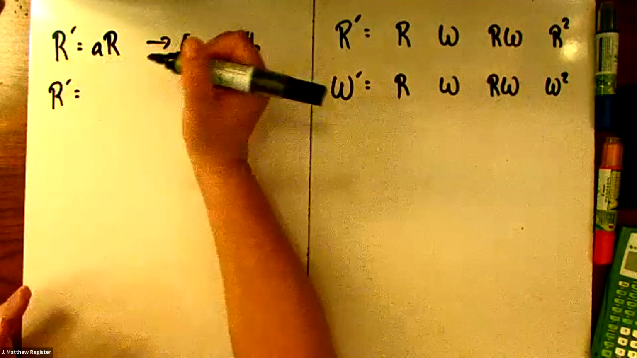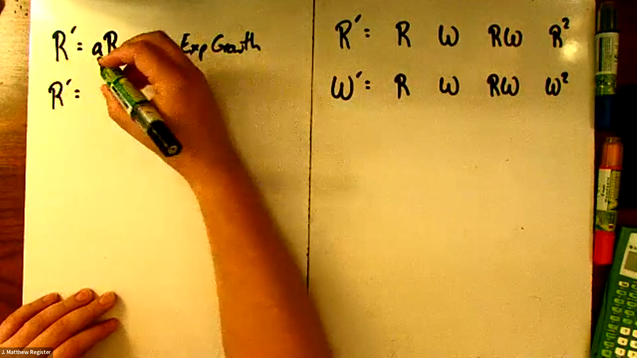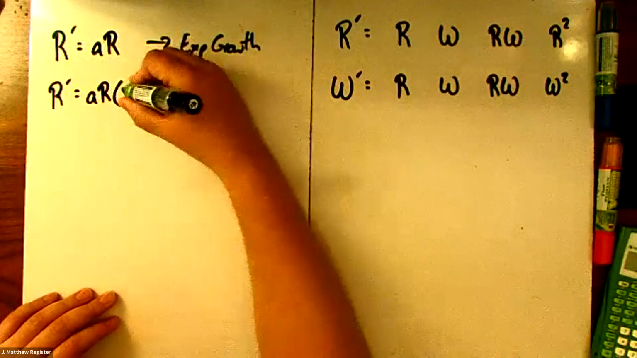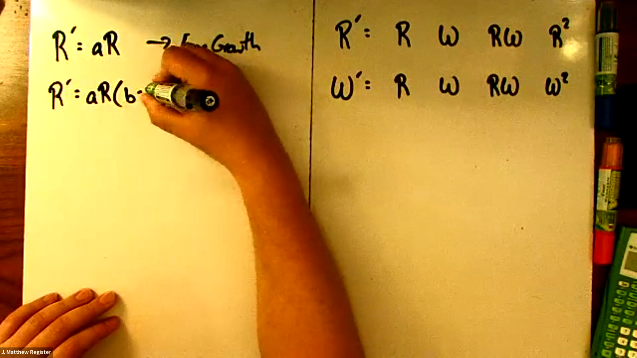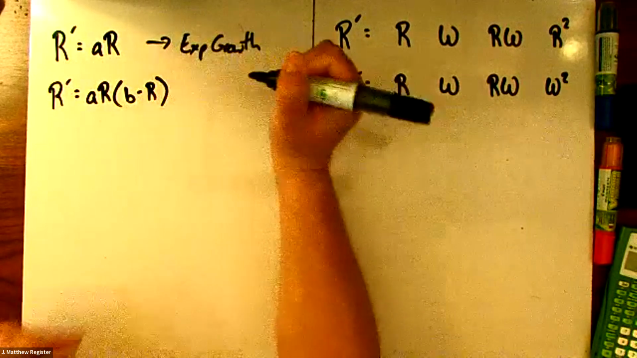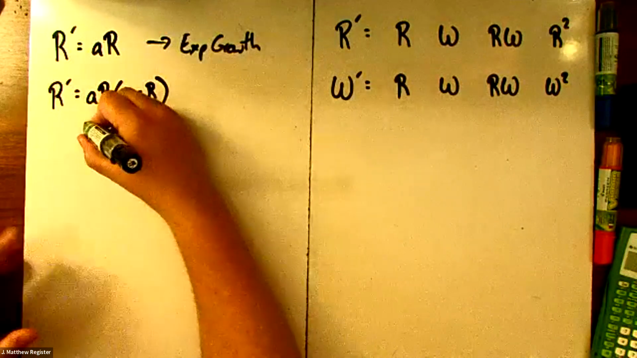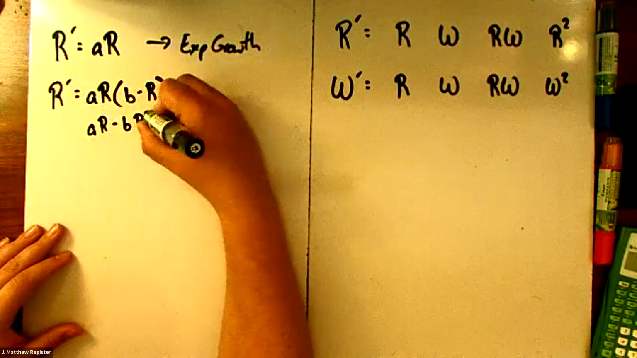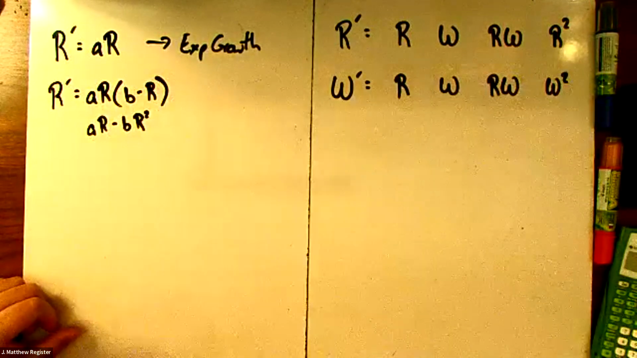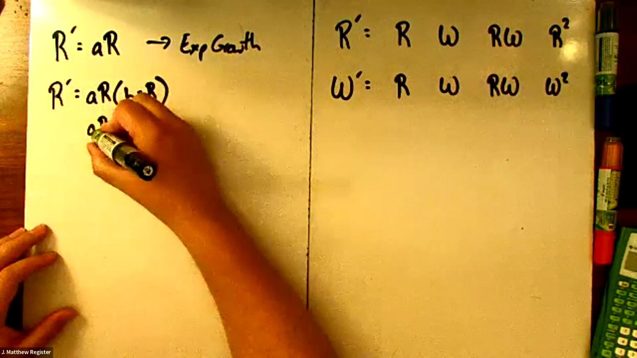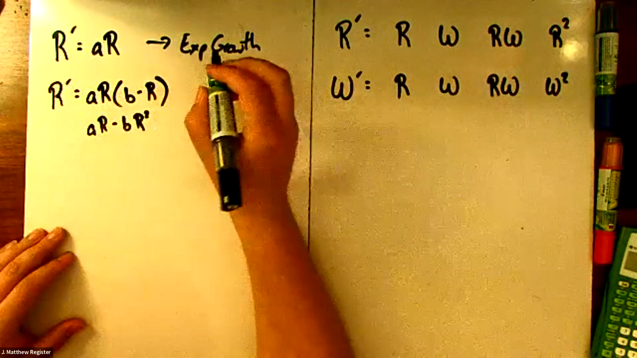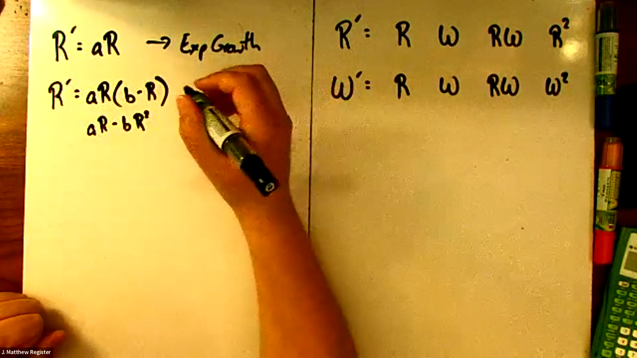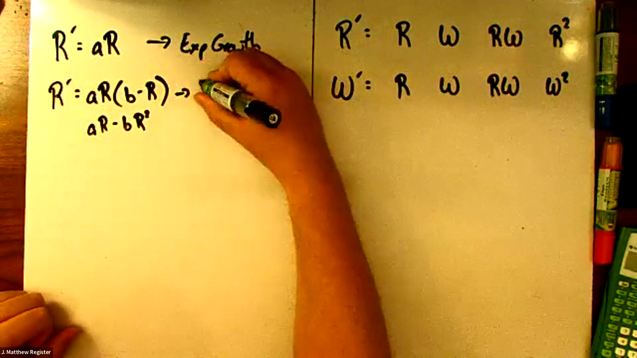And so this next model is where we see a limiting factor. And it might look something like this: aR times (b minus R). Sometimes it's written like this, just aR minus bR squared. And that's where we'd get an R squared term from. Of course, this would be an a times b, but we could ignore that for now. This is creating a limiting factor. And so this is logistic growth.